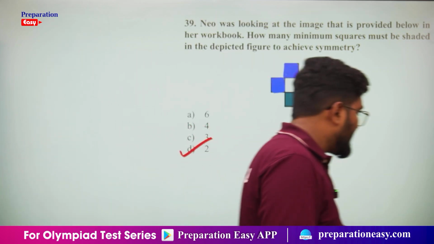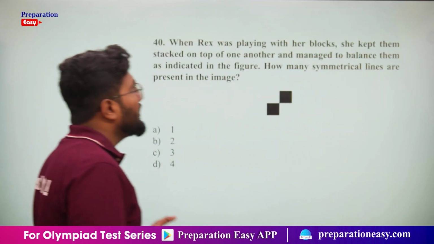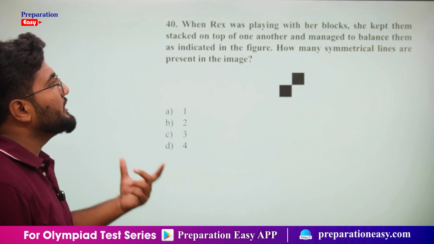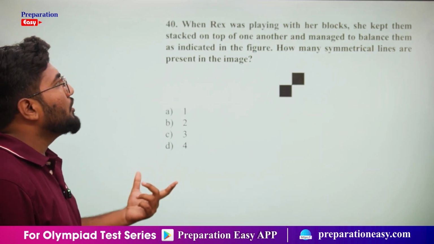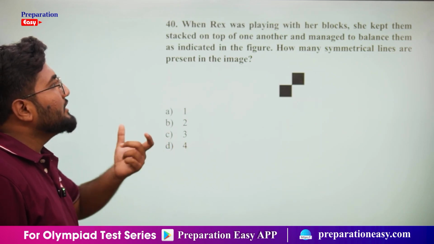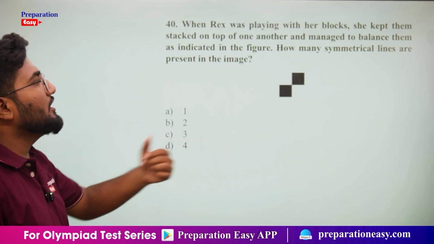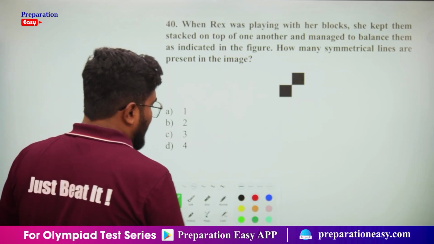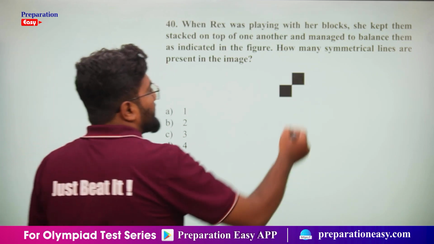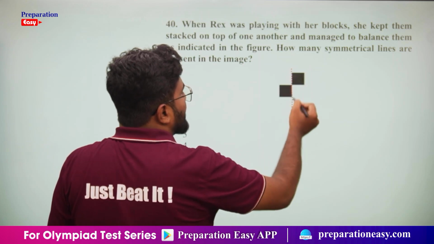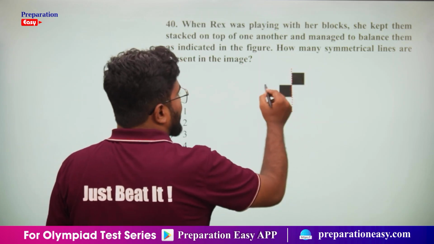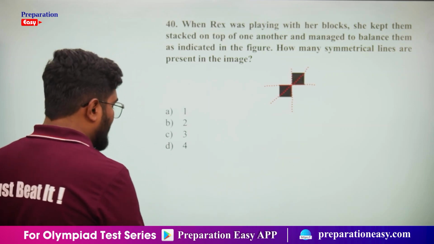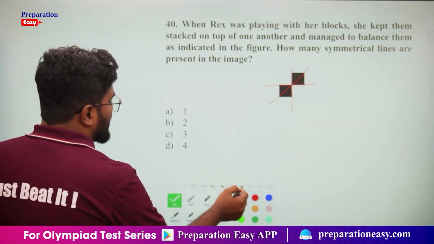Okay, last question for the achiever section. When Rex was playing with her blocks, she kept them stacked on top of one another and managed to balance them as indicated in the figure. How many symmetrical lines are present in the image? We have to find the symmetrical lines. The first line could be this one, second this, and third one could be this. So there are a total of 3 symmetrical lines present.